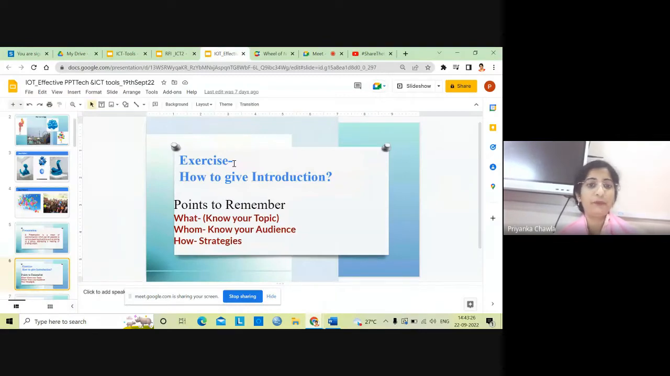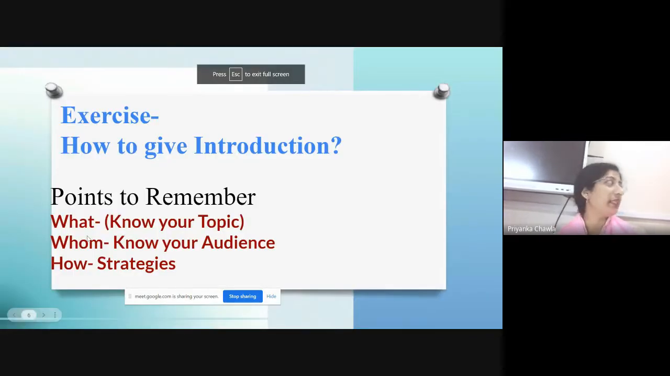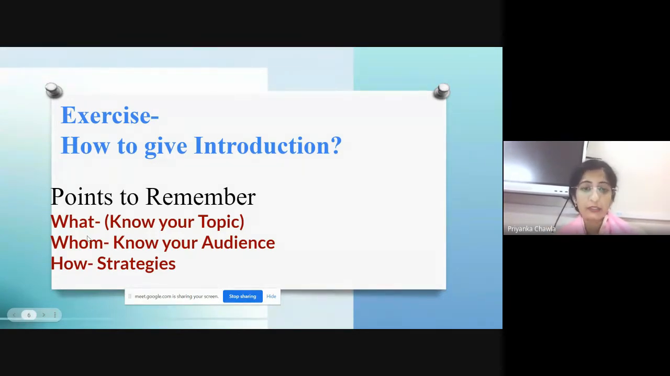So moving on, there are some things that you have to remember while delivering your presentation. You should know what your topic is. Suppose my topic is effective presentation skills and ICT tools. So I have to stick to this topic. I have to stay on track. Don't go here and there. Otherwise, people will get bored if you go out of the topic. You should know your audience. Like in my case, I have an idea that these are people from an academic background. I know there may be some freshers, and there may be some experienced persons.